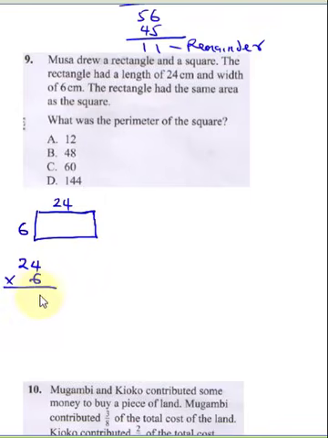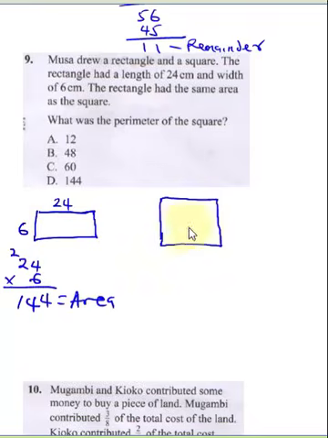So the area is going to be 6 times 24. You can remember 6 times 2 is 12 plus 2, this is 144. So 144 is the area. Okay, so now if the area is the same thing as the area of a square, now you notice a square has the same sides, L times L. And you know that L times L is what? 144. It's the same thing as the area.